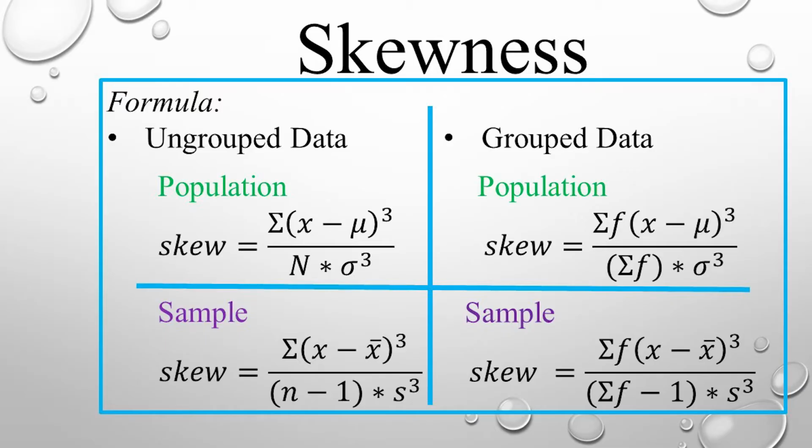So under the sample formula, summation of f times x minus bar x cube all over summation of f minus 1. So dito ngayon, total ng frequency natin, magbabawas ulit tayo ng isa kasi nga sample Skewness yung ating kinukuha. Multiply by s cube. So again, s is our sample standard deviation. Okay, so those are the formula for the Skewness.